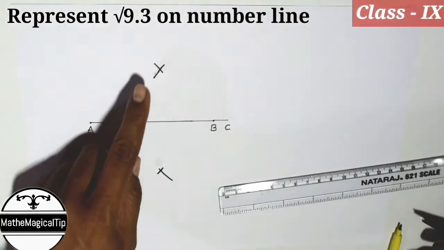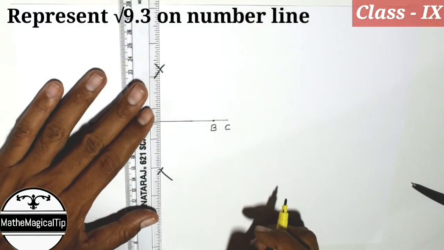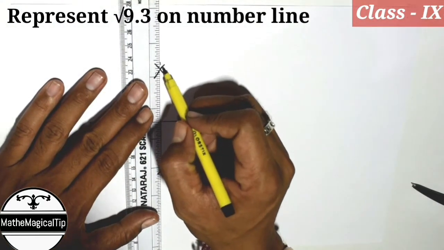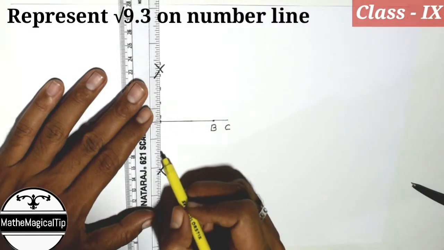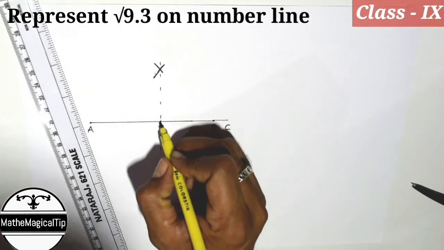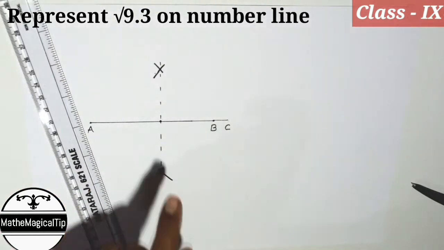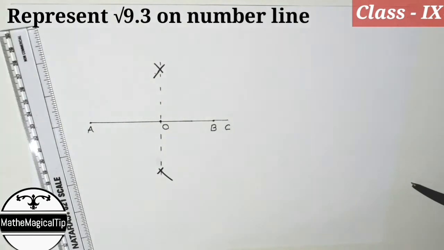After doing this, you will join this line in order to locate the center. You may draw it by a dotted line, and the main thing is just to find the center. So this is the center, I got it. Let it be O.